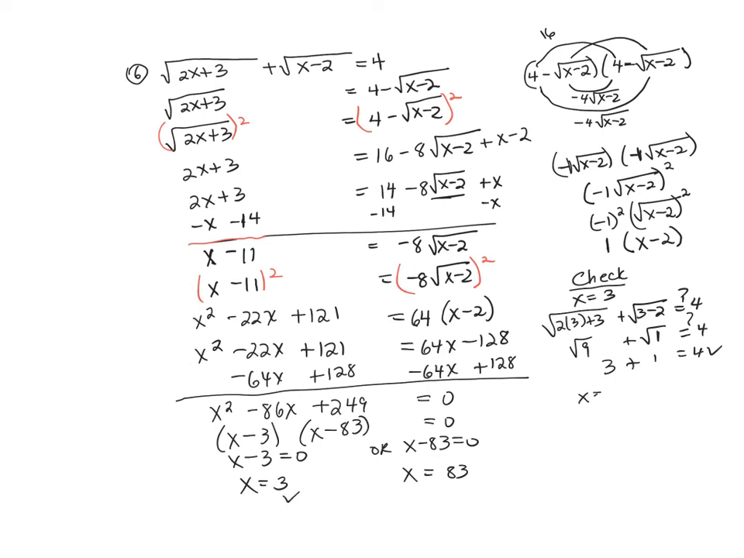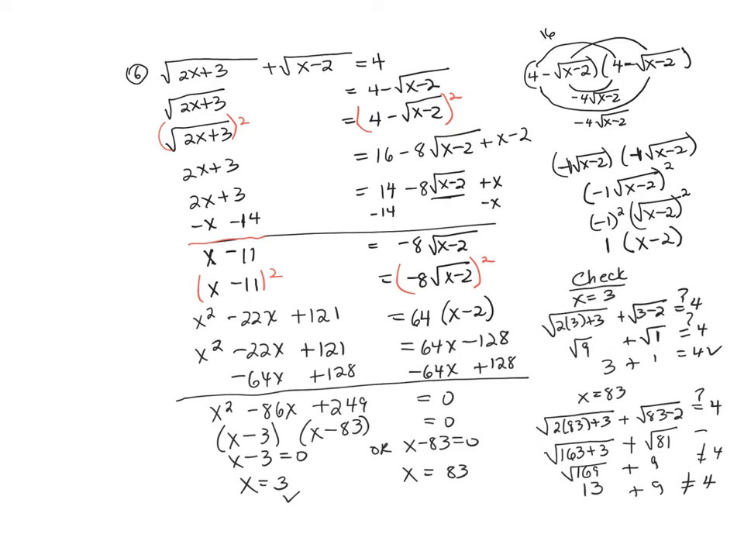If we check 83, we get the square root of 2 times 83 plus 3 plus the square root of 83 minus 2. Does that equal 4? Let's see what we get in here. We get 166 plus 3. That's 169. The square root of 169 is 13. Plus, well, right away, we see that it won't check. But just to complete the check, we see that 13 plus 9 does not equal 4.